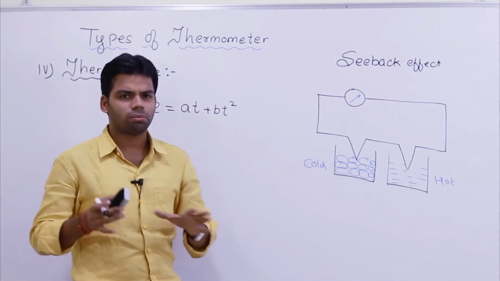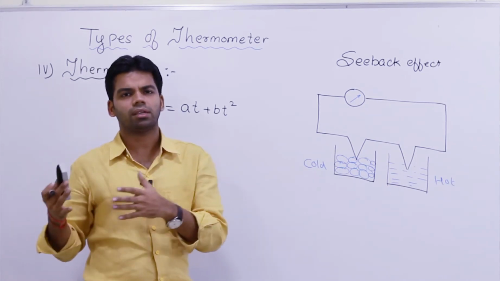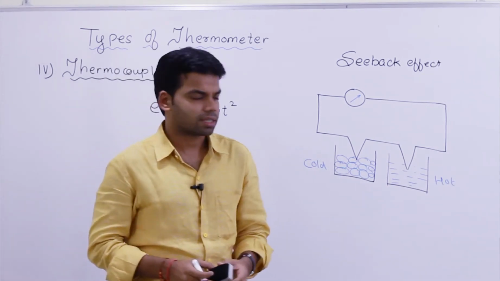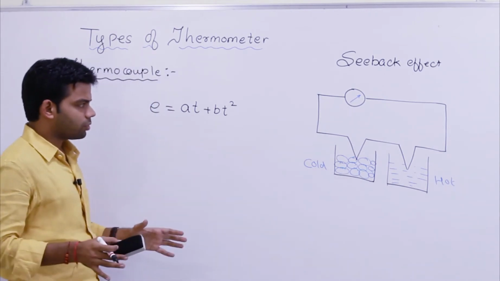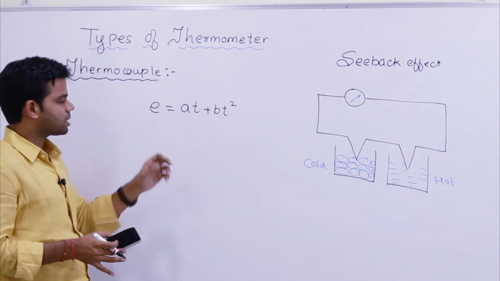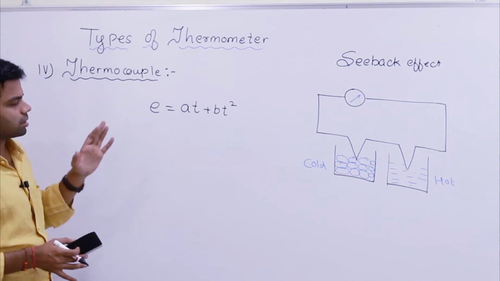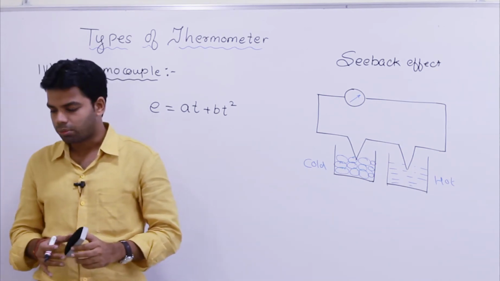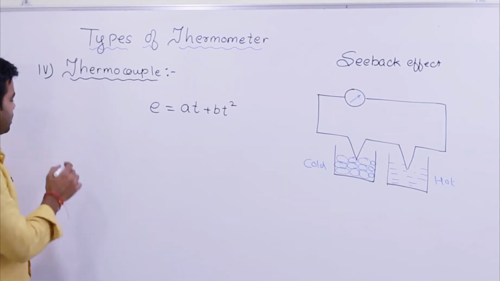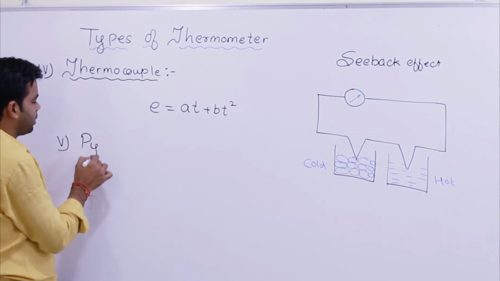I am not getting into much detail on all these things because you have already studied them in your physics. I am just giving you the overview. With the help of this equation, you can determine the temperature. This device is nothing but the thermocouple. Getting this? Next type of thermometer is the pyrometer.